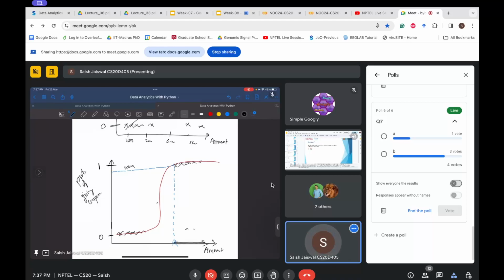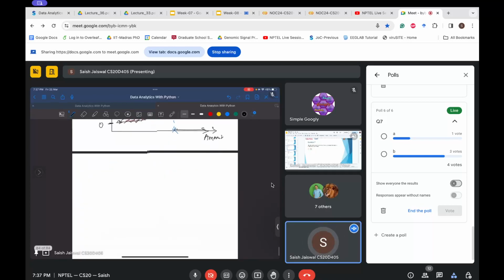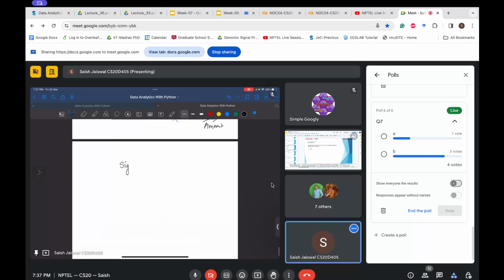Now how is this probability represented? It is represented using the sigmoid function. So this function, does anyone know what is the formula for the sigmoid function? Anyone?